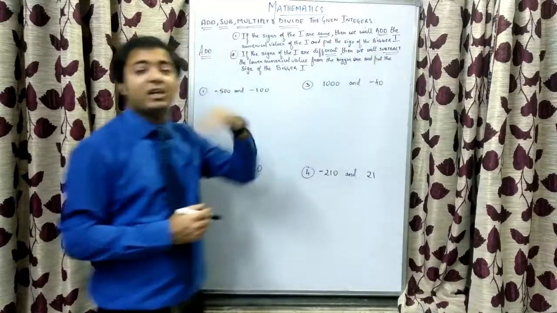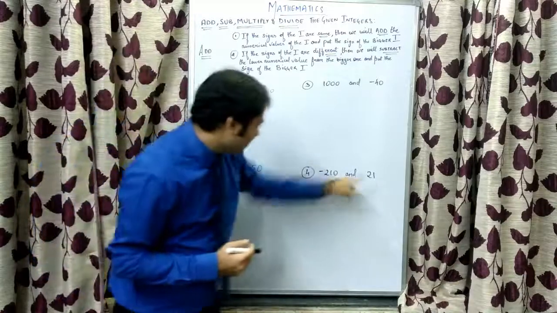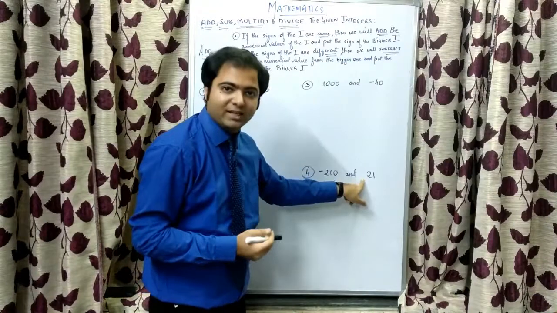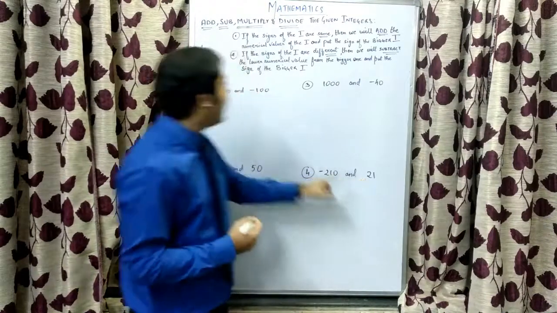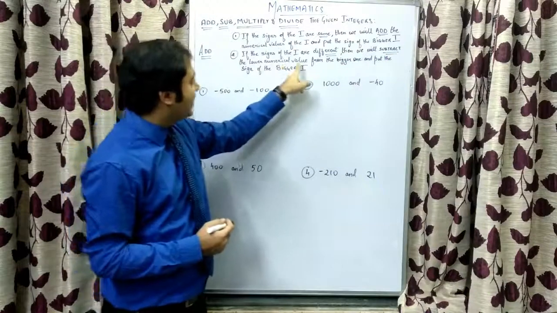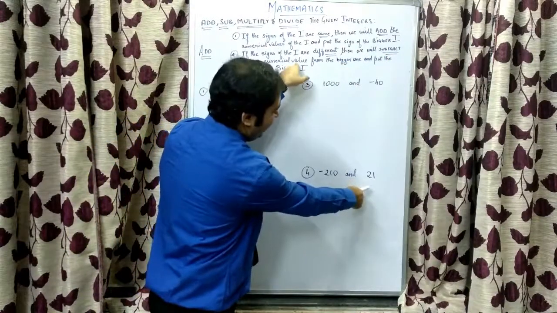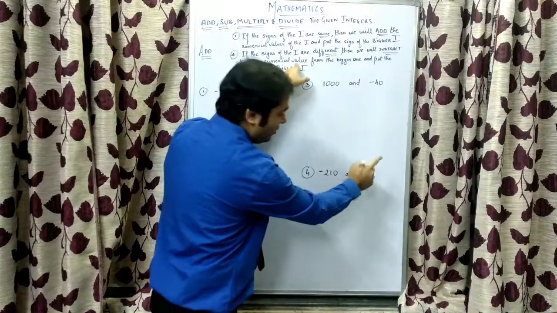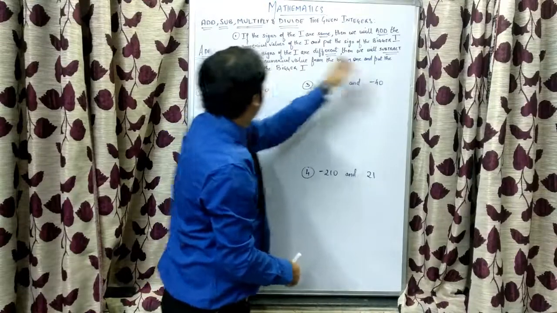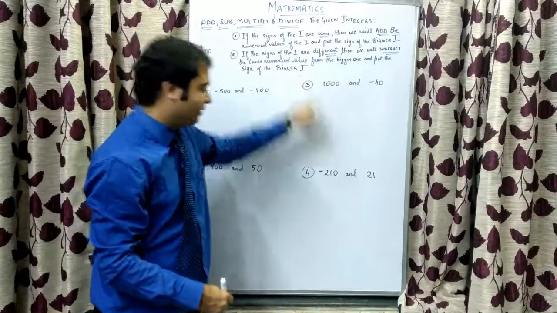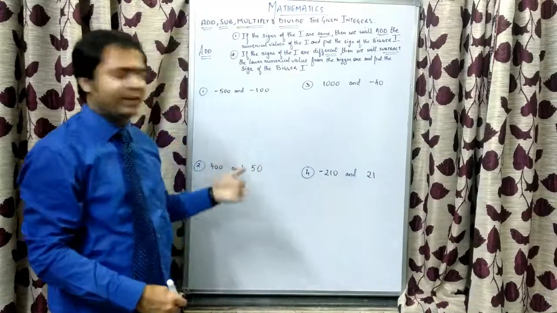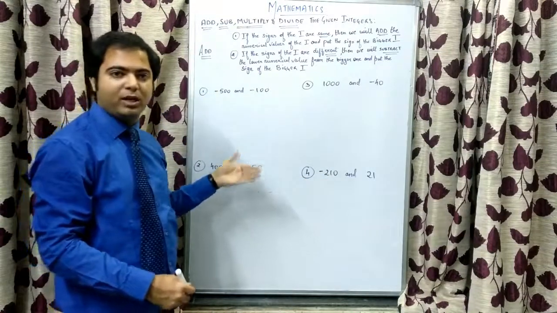But in case the integers that we are adding are having different signs, like one having a minus sign and the other having a plus sign (when nothing is there, we assume it to be plus), then in that case we'll subtract the lower numerical value from the bigger one. 21 will be subtracted from 210 and then we will put the sign of the bigger integer. Bigger integer will be minus in this case. So let us understand this in depth by following this particular example.